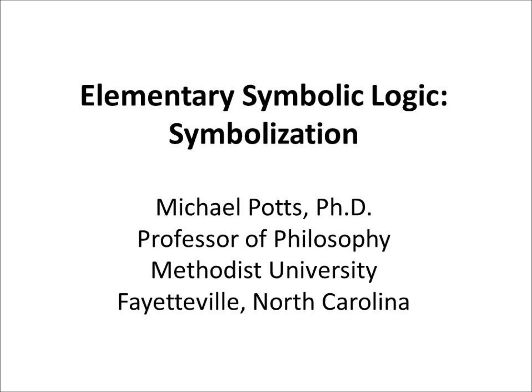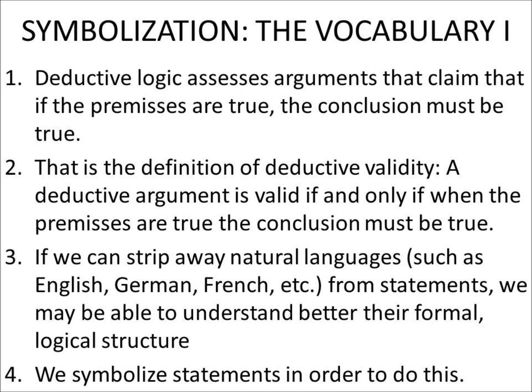This is from a course called Symbolic Logic, which deals with what we sometimes call, probably shouldn't call it that, baby logic. And we're dealing with deductive logic. Now, deductive logic assesses arguments that claim that if the premises are true, the conclusion must be true. That's the definition of deductive validity. A deductive argument is valid if and only if, when the premises are true, the conclusion must be true. Otherwise, it's invalid. That's different, of course, from soundness. A sound argument is valid and has true premises, though you can have an unsound argument that's valid.